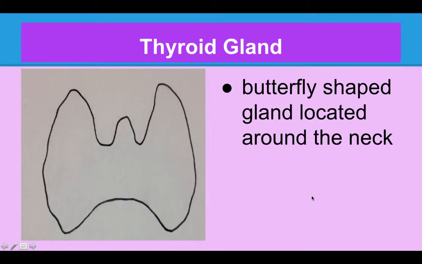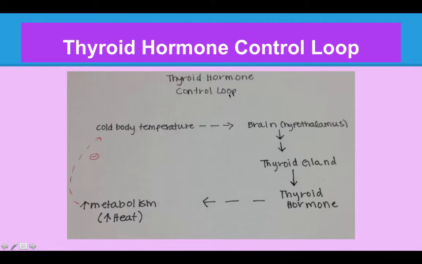The thyroid gland is a butterfly-shaped gland located around the neck where thyroid hormone is produced, which regulates metabolism. When your body is cold, your brain will sense this and cause the thyroid gland to release thyroid hormone, which will increase metabolism, warming up your body.